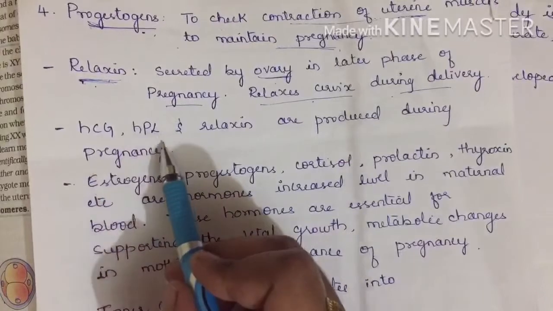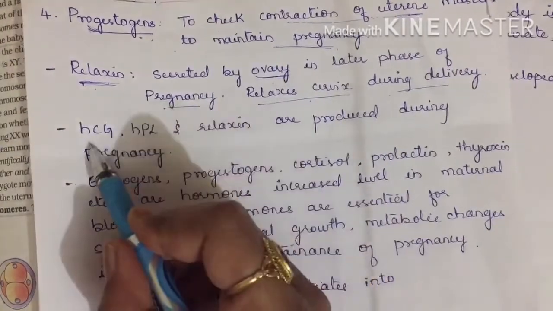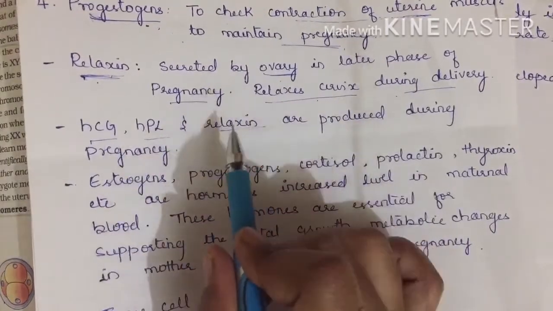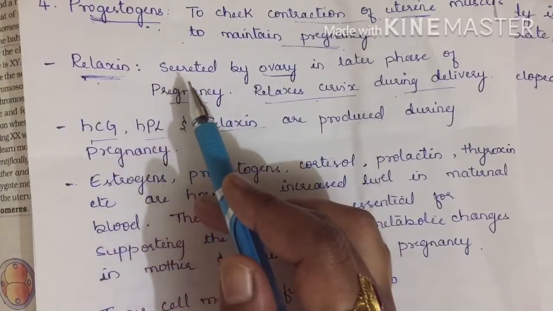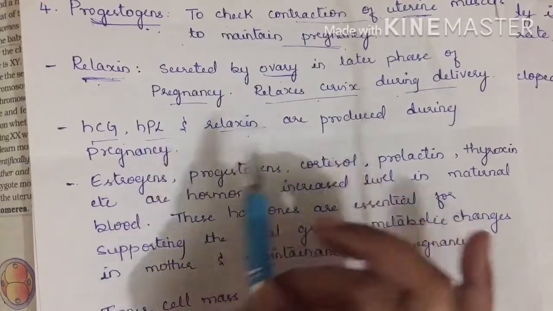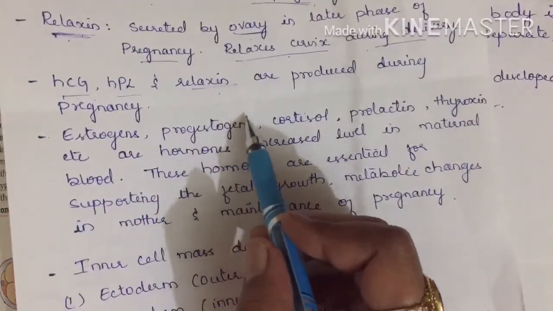Next, HCG, HPL and relaxin are produced only during pregnancy. Progestogen and estrogen, on the other hand, are secreted normally in a menstrual cycle also. But HCG, HPL and relaxin are produced exclusively during pregnancy. Alright, these points are helpful for your entrance exam.